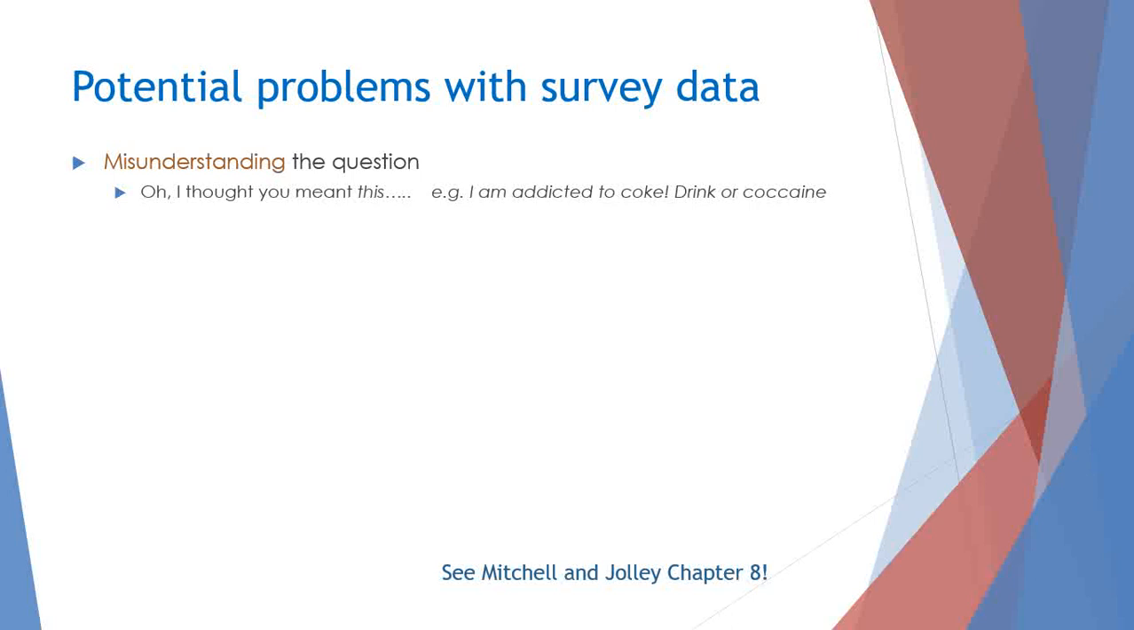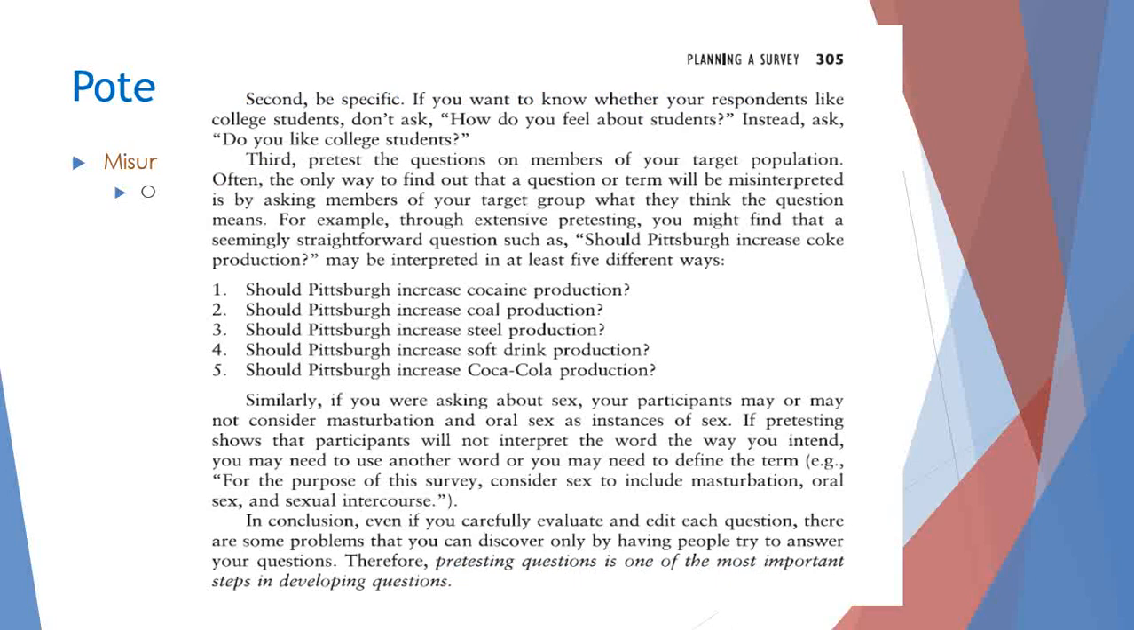So, be very specific with your terminology. I'm going to use an example here from Mitchell and Jolley, a very Americanized example, of course, but on that theme of Coke: should Pittsburgh increase Coke production? Should it increase cocaine production? But if you lived in Pittsburgh, of course, you'll know that Coke is used in coal and steel. They mix them together. But you can see the different ways that people would interpret it. Now, I'm not going to read this throughout, but I've highlighted it for you to read. The good old Clinton defense: I didn't know it meant sex.